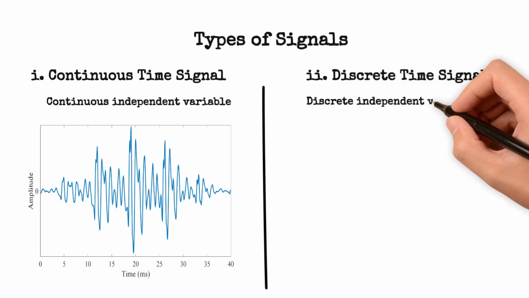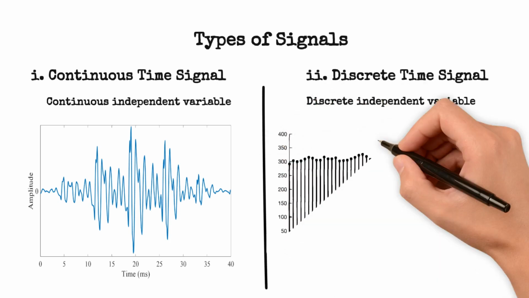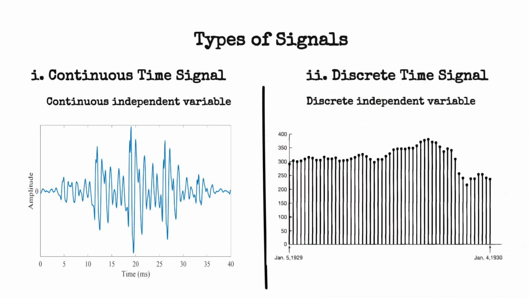Now we move to discrete time signals. Well, discrete time signals are defined only at discrete times, and consequently, for these signals, the independent variable takes on only a discrete set of values. As an example, a weekly stock exchange prices chart can be referred to as a discrete time signal.